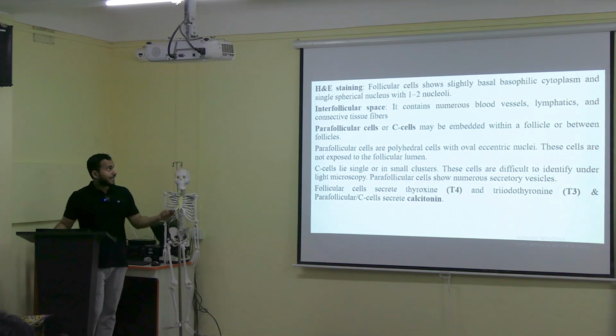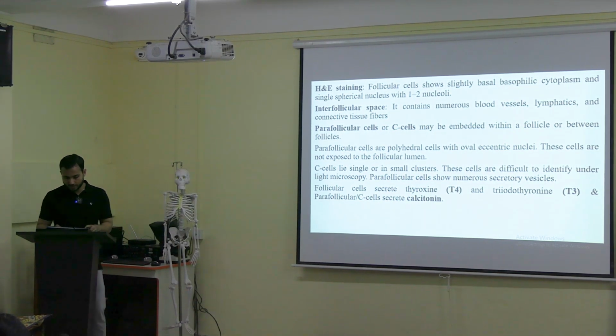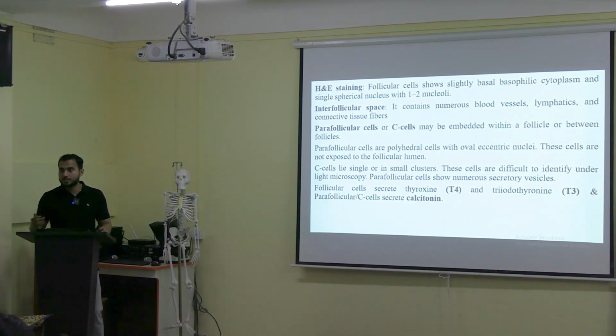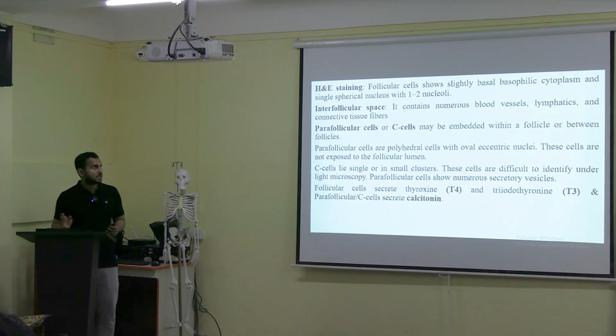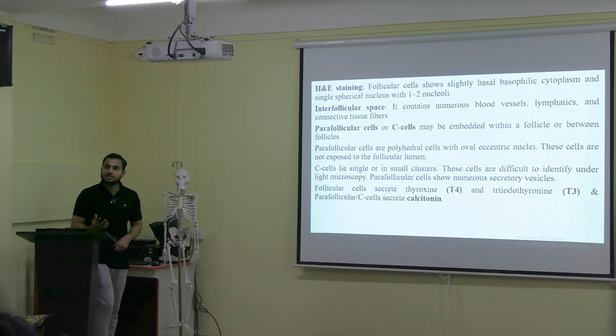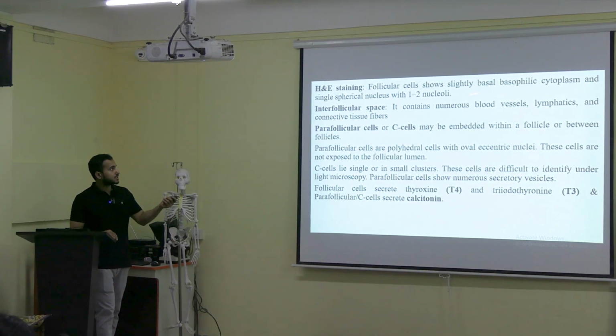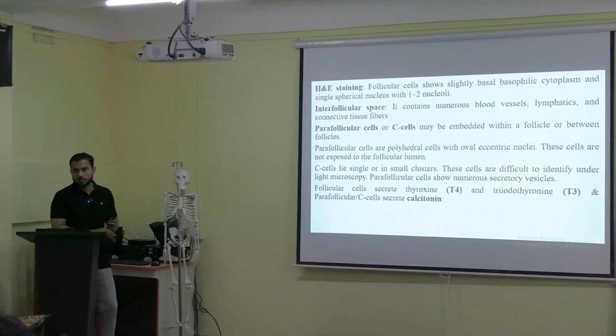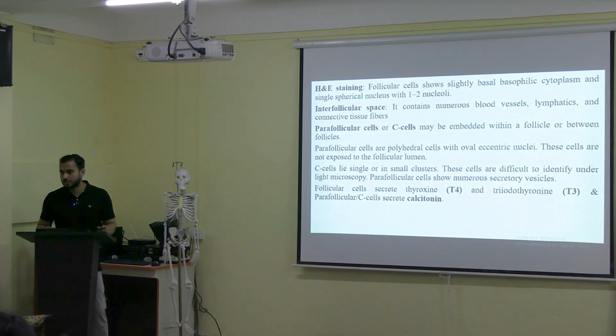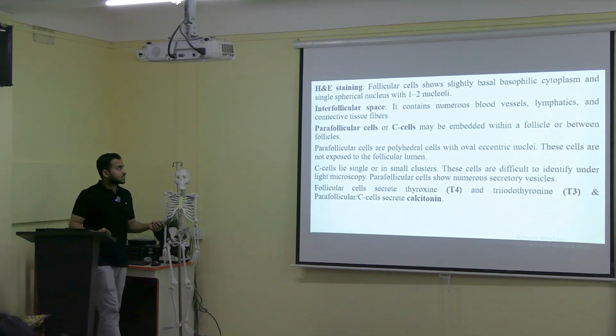Next, on H&E staining, the follicular cell shows slightly basophilic cytoplasm. This you have to understand, because based on the staining properties you have to identify the follicular cells. So what will be the appearance of the follicular cells? They show slightly basophilic cytoplasm with a spherical nucleus, and one or two nucleoli. The basal part is basophilic in nature, that means it will be darkly stained.